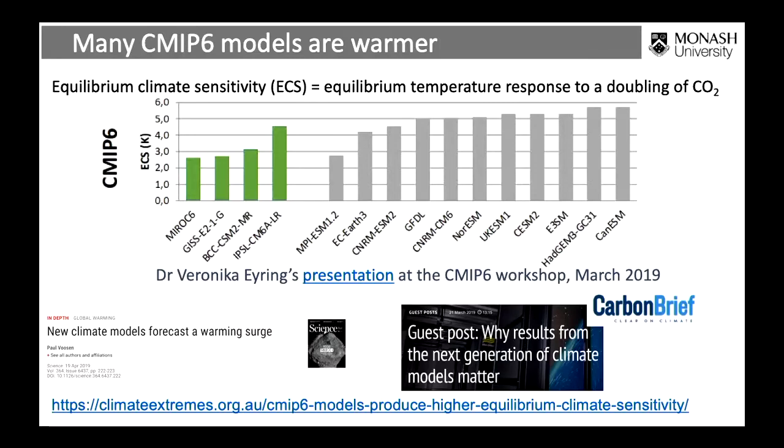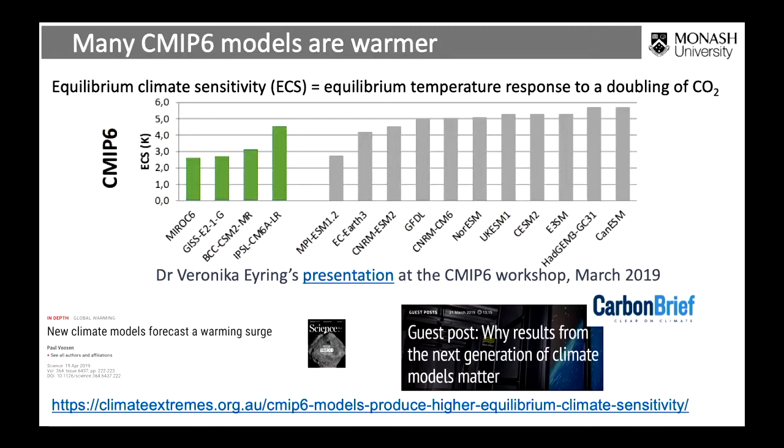But there's a lot of models that are up this end, which is, you know, 5 to 6 degrees warming, whereas the equilibrium climate sensitivity from the IPCC has been between 1.5 to 4.5 degrees for the last 30 years. And so there are a lot of news articles coming out about this.